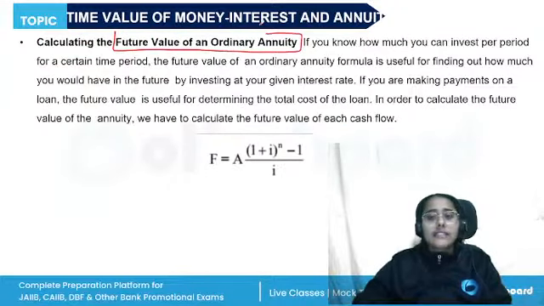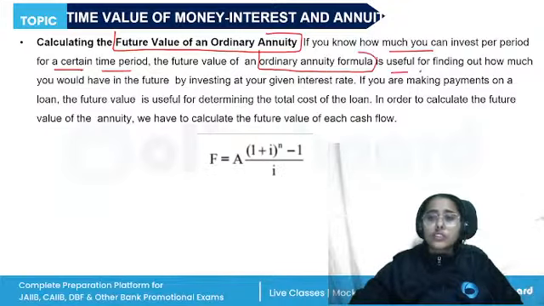Annuity is something, let's say you purchase a pension plan or an insurance plan on which annuity is paid to you for a certain time period. That is annuity. So if you know how much you can invest per period for a certain time period, the future value of the ordinary annuity formula is useful for finding out how much you would make in future by investing at your given interest rate. So if you are making payments on a loan, the future value is useful for determining the total cost of the loan. And how can we calculate the future value in case of annuity?